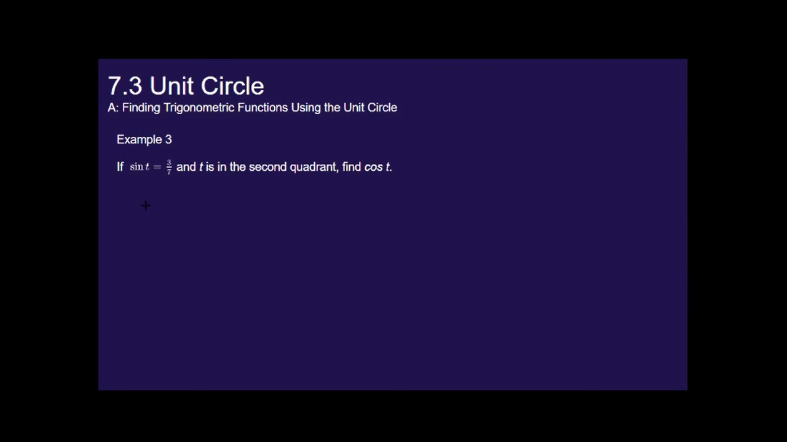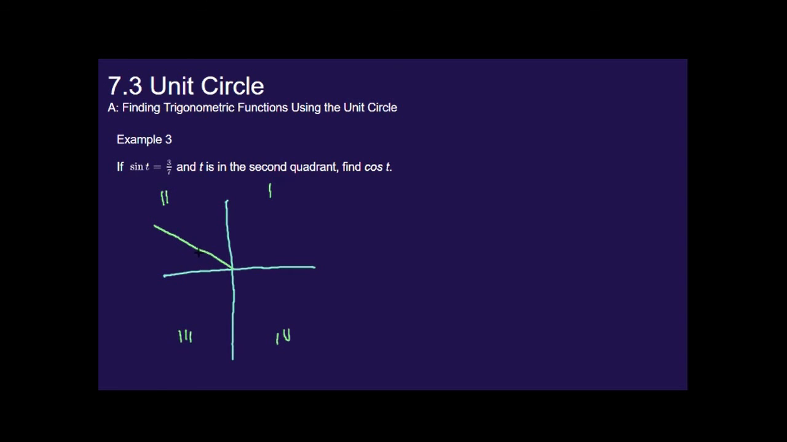It says, if sine of t is equal to 3/7 and t is in the second quadrant, find cosine t. I'm going to sketch this out. I know that t is in the second quadrant. Remember, this is 1, 2, 3, 4, so I know that it's in this quadrant. I'm going to sketch a generic angle there. I don't know if that's correct, but it doesn't really matter because I'm just sketching it out.